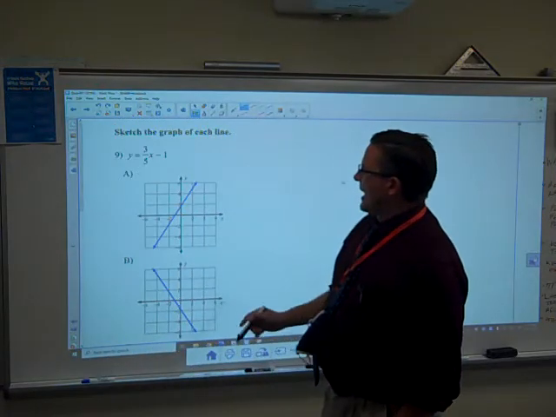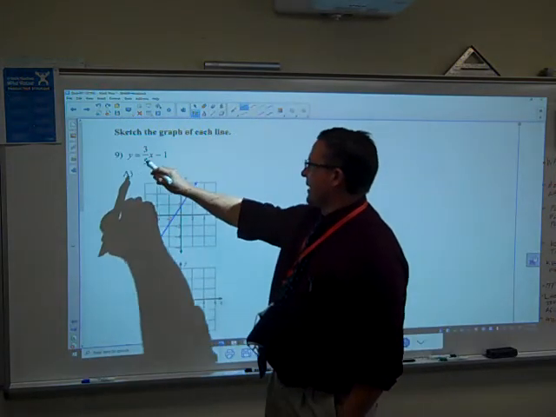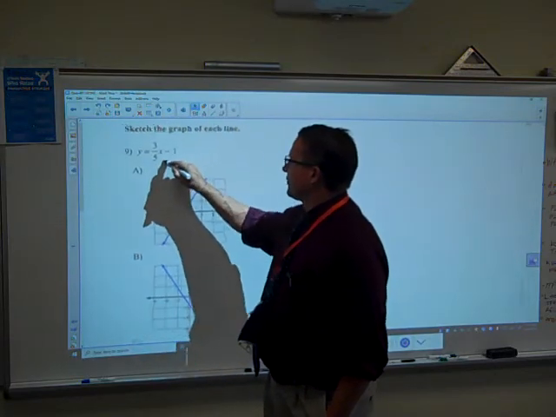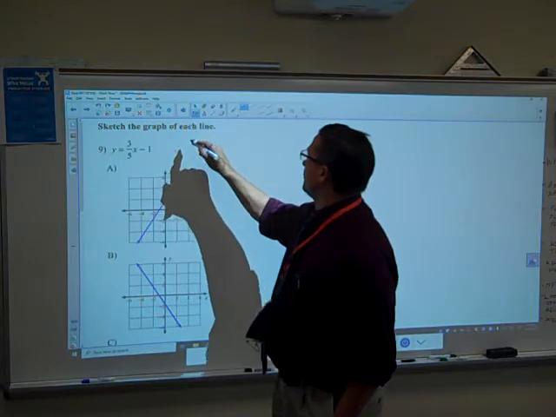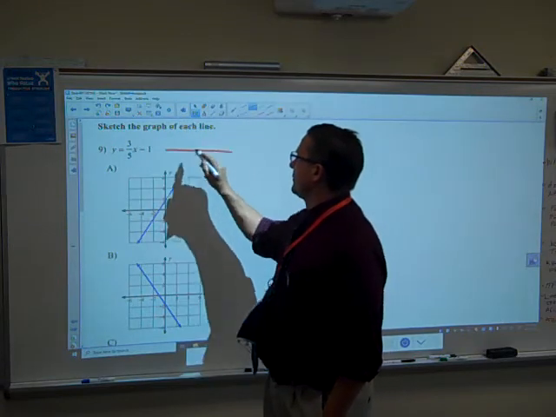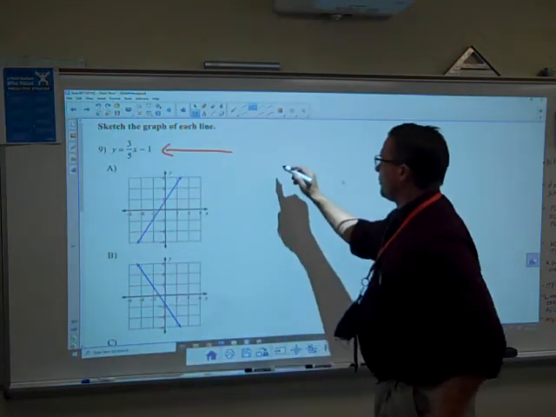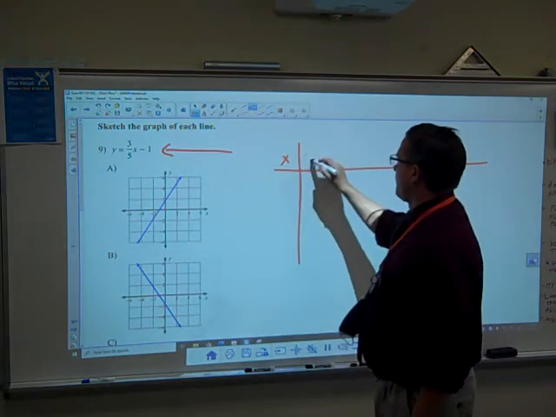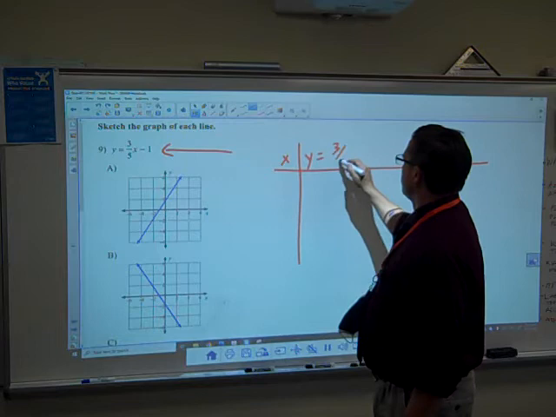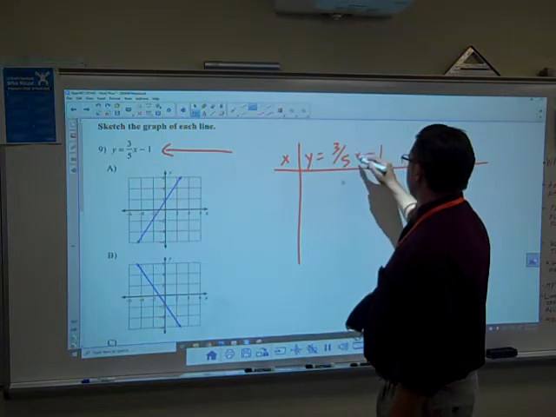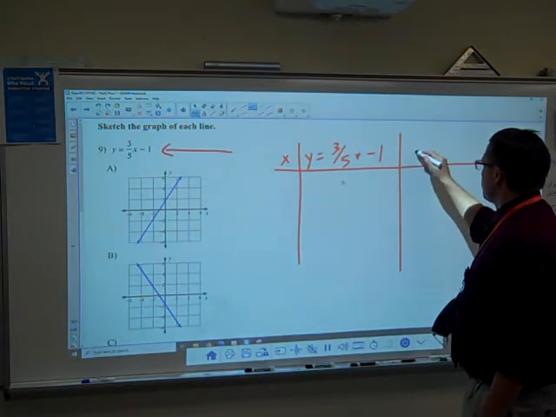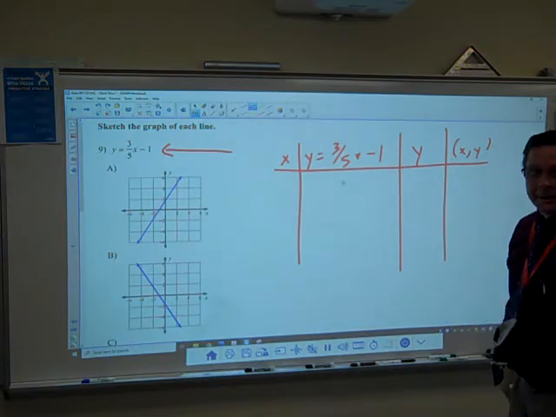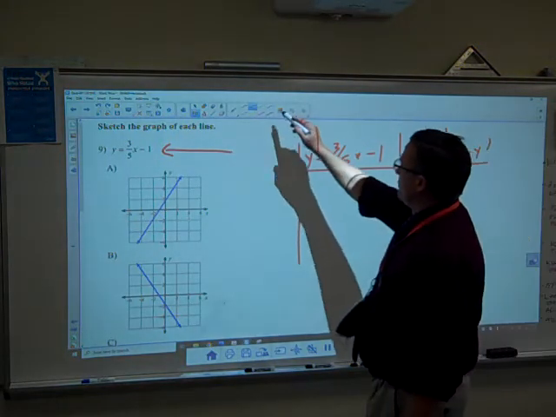Last two, number 9. It says sketch the graph. All right, I'm going to be clear. There is a shortcut. I'm not going to do it. We're going to do a lot of work on this in the next couple weeks. When I don't know what to do, I make a table. And I really make it big. And I can do it.